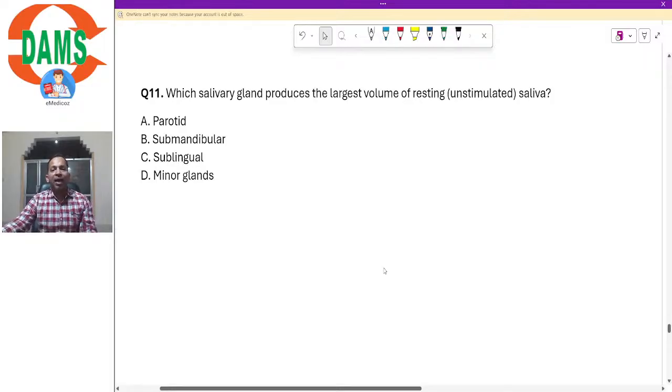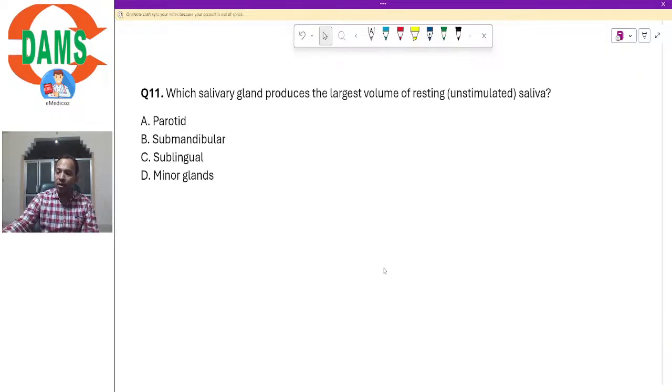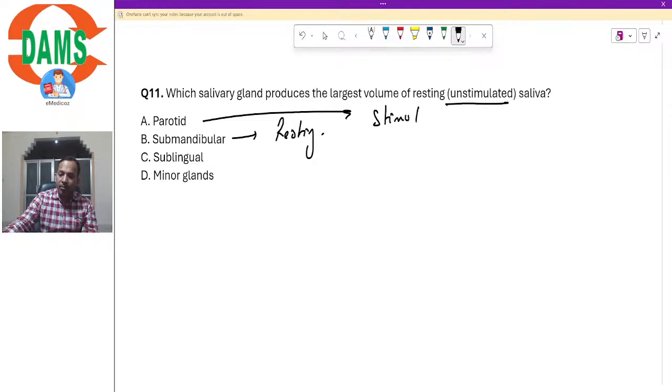So, which salivary gland produces the largest volume of resting or unstimulated saliva? तो ये भी हमने डिस्कस किया. अनस्टिमुलेटेड या रेस्टिंग सलाइवा सबसे ज्यादा कौन प्रोड्यूस करता है? पैरोटिड और इट्स सबमैंडिबुलर ग्लैंड. तो रेस्टिंग सलाइवा तो सबसे ज्यादा सबमैंडिबुलर ग्लैंड प्रोड्यूस करता है, और स्टिमुलेटेड सलाइवा सबसे ज्यादा पैरोटिड ग्लैंड प्रोड्यूस करता है, राइट? So the correct answer here would be option B.